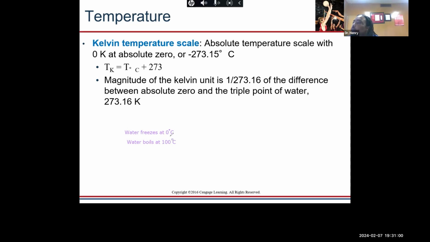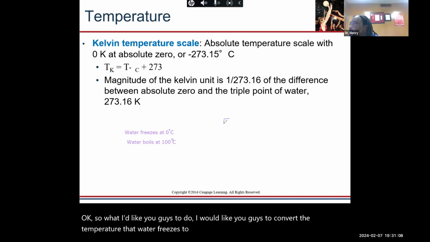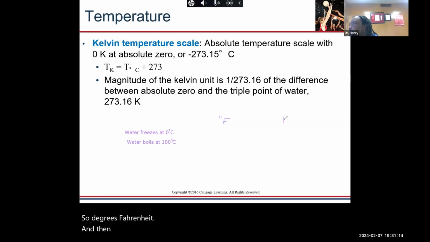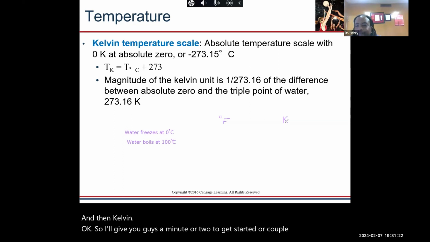Okay. So what I'd like you guys to do is convert the temperature that water freezes to Fahrenheit, so degrees Fahrenheit, and then Kelvin. I'll give you guys a minute or two to get started, or a couple minutes, and then we'll do it together.